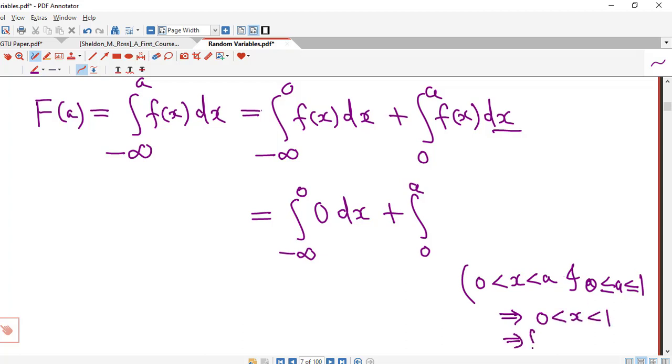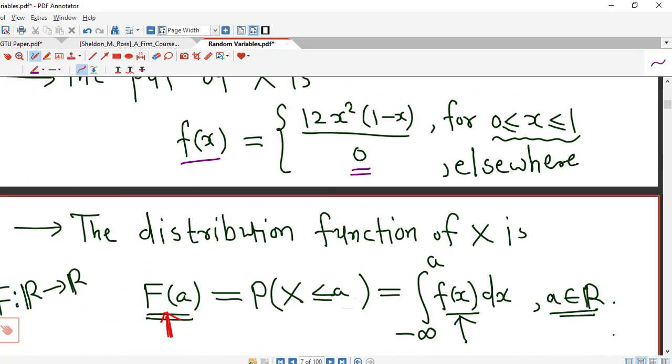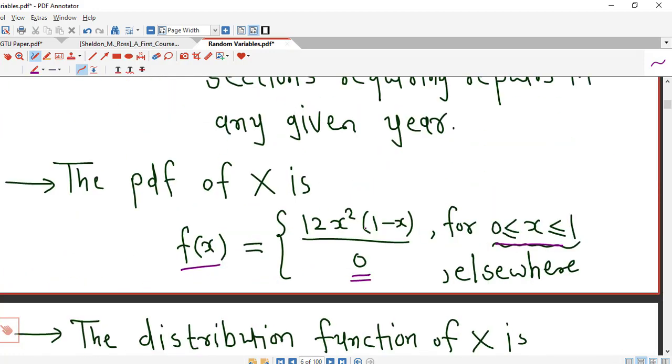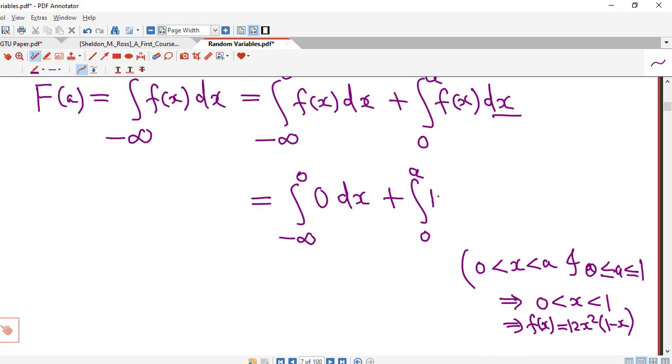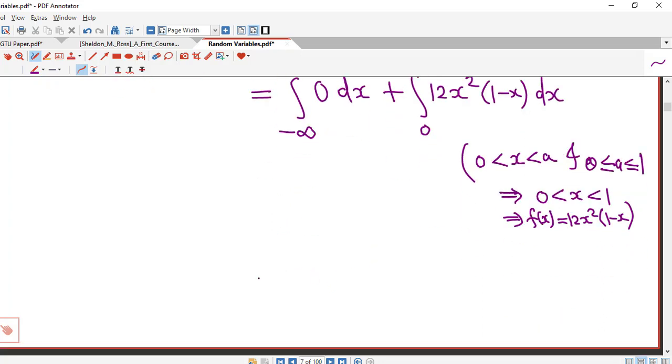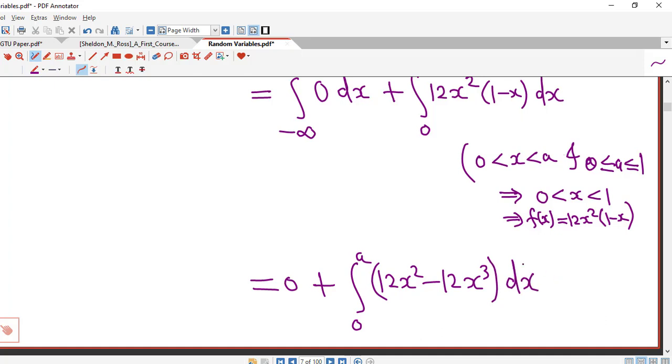So this implies f(x) is non-zero, that is 12x² times (1 minus x). So we are using this fact: if x is in between 0 and 1, f(x) is 12x² into (1 minus x). So here I write f(x) equal to 12x² times (1 minus x) dx. So now this is 0 plus, this we can rewrite as integral from 0 to a of 12 times x² minus 12 times x³. Integration is with respect to x.